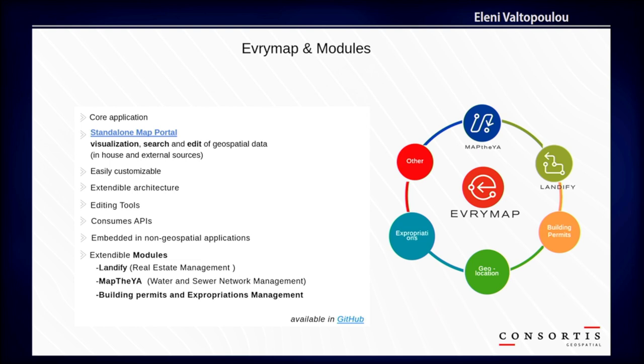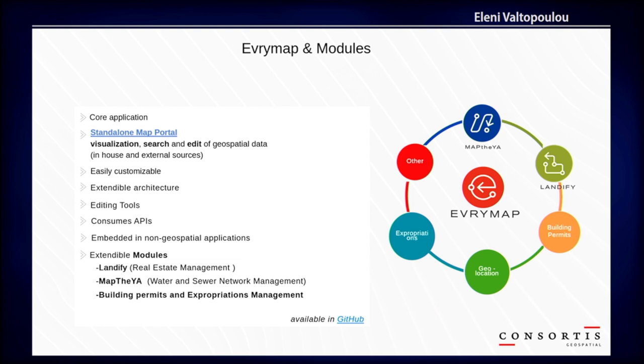But what we really feel is its real strength is that it comes with its second form, so that due to its extensible architecture, it allows the end user to create custom modules for business-specific applications. EVRYMAP comes with out-of-the-box client-side editing tools, plus it can implement custom business logic by simply writing your own APIs. Then EVRYMAP will consume these APIs automatically by configuring them as modules. And adding to that, EVRYMAP can be embedded in any modern web app, a sort of map plugin. And we have put that to the test, it's not just a theory.